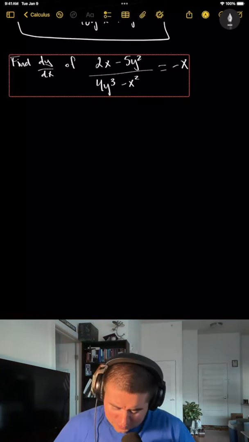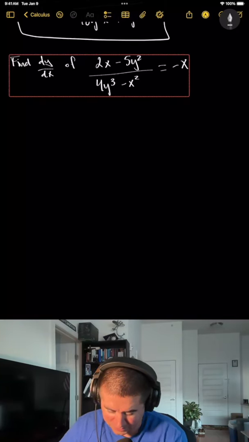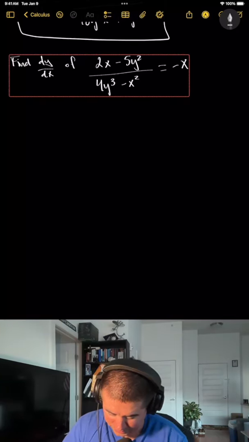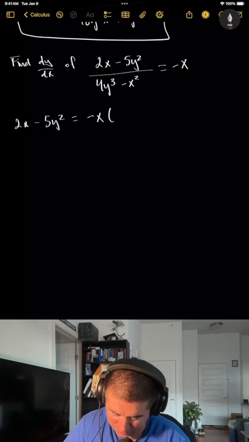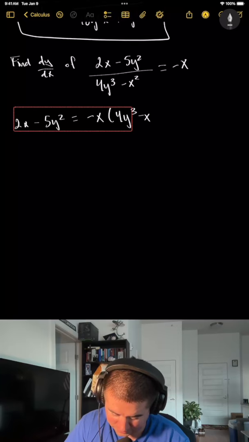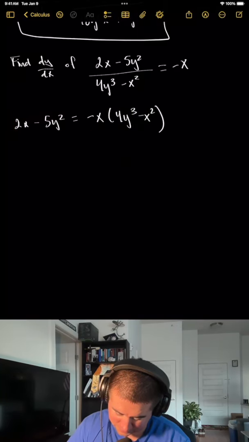Okay, so we have (2x minus 5y squared) over (4y cubed minus x squared) is equal to negative x, and we're tasked with finding dy/dx implicitly. So let's go ahead and do that. Now, we're not going to use the quotient rule here, so we do have a variable on the right side of the equal sign, so we're just going to go ahead and multiply by the 4y cubed minus x squared. So we're going to have 2x minus 5y squared is equal to negative x multiplied by 4y cubed minus x squared.